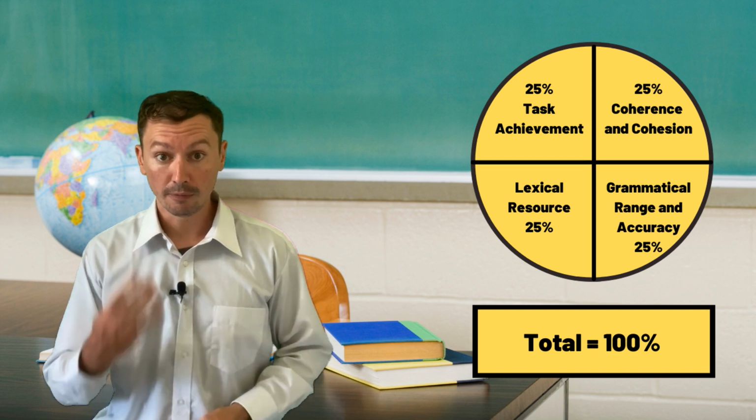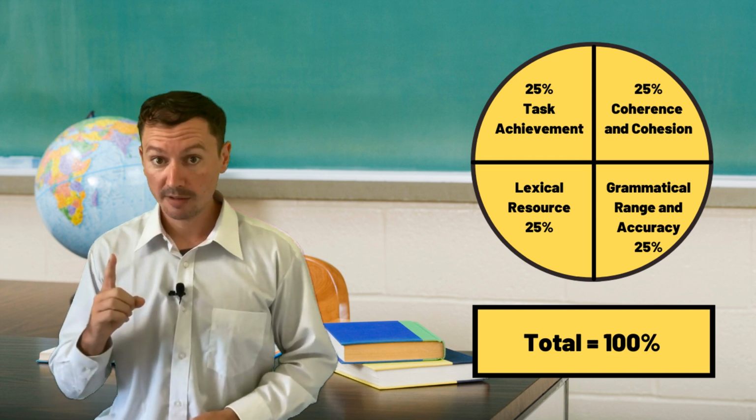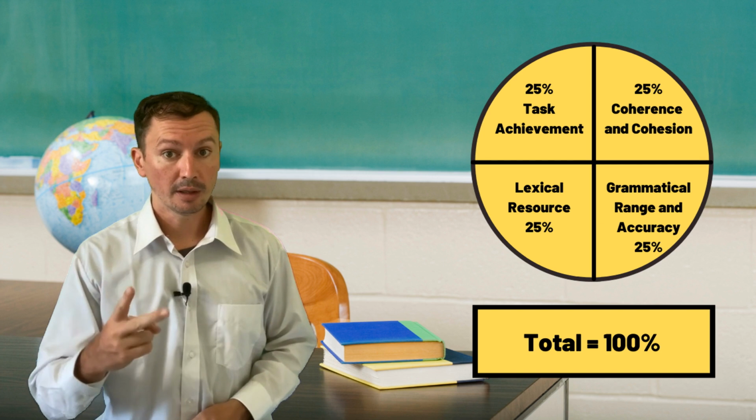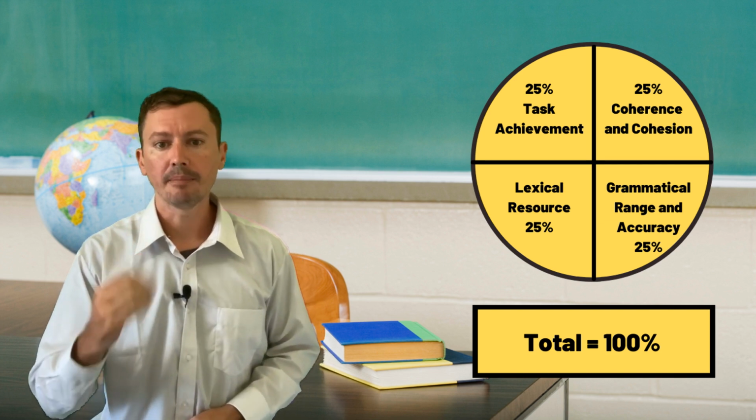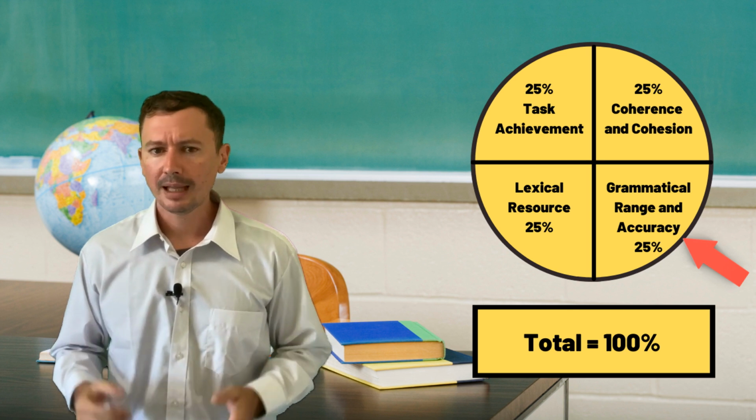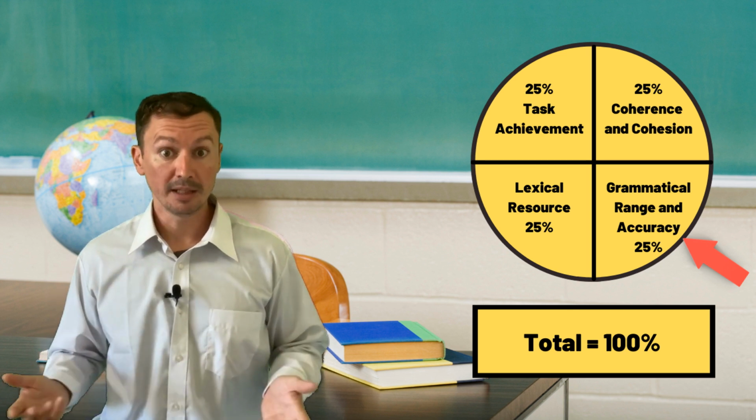In the IELTS writing test, you will be assigned a grade that is the average of your scores for 4 sections: task achievement, coherence and cohesion, lexical resource, and grammatical range and accuracy. As you might imagine, that last one is what we'll be focused on today.